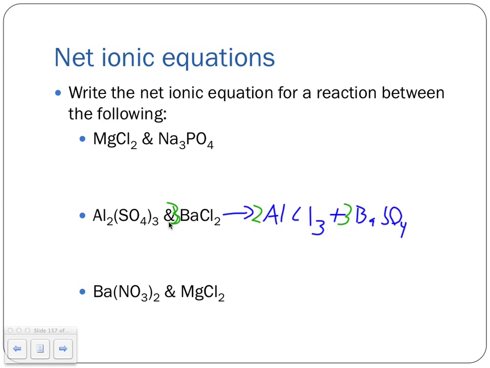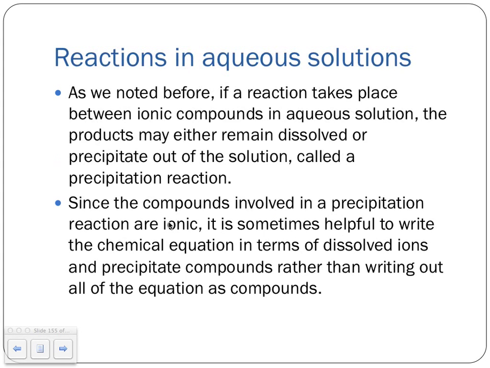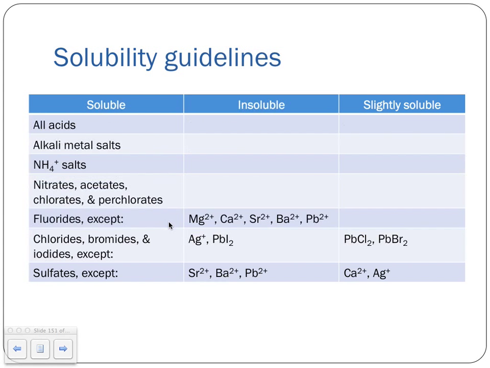So let's take a look back here. Aluminum sulfate and barium chloride. Aluminum sulfate, we look over here, we see that's a sulfate, and so that is soluble unless aluminum is one of these, and aluminum is not one of those. So therefore aluminum sulfate is going to be soluble. The other one is barium chloride. Well, chlorides are right here, and so is barium, so that's going to be soluble unless it's one of the exceptions. Is barium one of the exceptions? It is not. So both of these are going to be soluble.